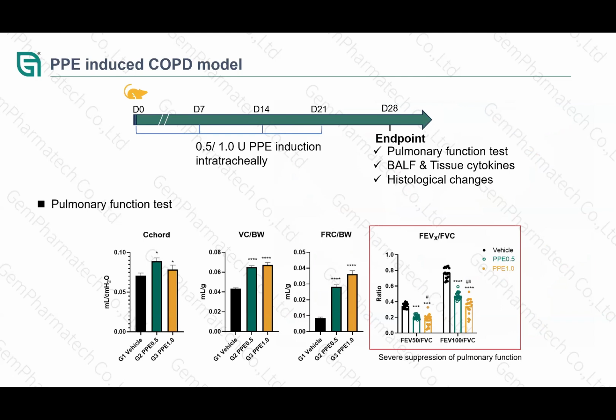The static compliance, the lung volume, and the functional residual capacity all increase significantly. And while expiratory function is reduced by roughly 50%. This makes it ideal for quickly evaluating therapies targeting emphysema-related lung function impairment.